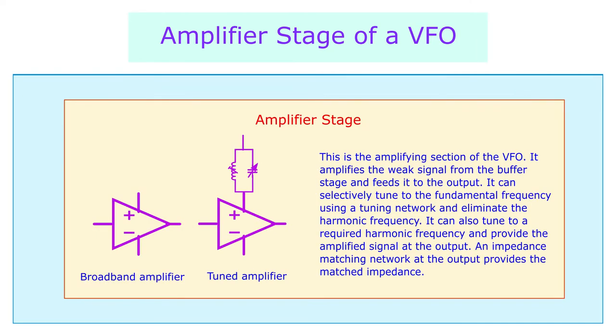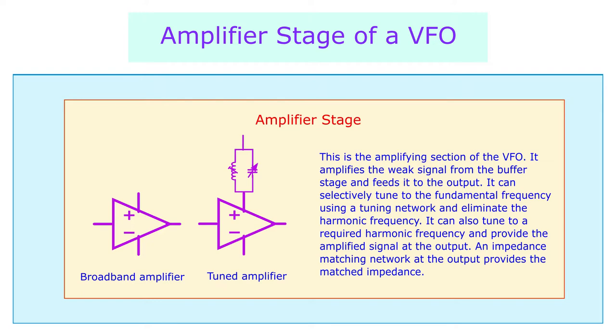Three, amplifier stage. This is the third stage of the VFO. It selectively amplifies the required signal from the oscillator output. It amplifies the weak signal from the oscillator and feeds it to the next stage. It can also selectively amplify a required harmonic frequency with the use of a tuning network and provides the amplified signal at the output. There may be one or more amplifier stages for amplifying the signal to the optimum level at the output.